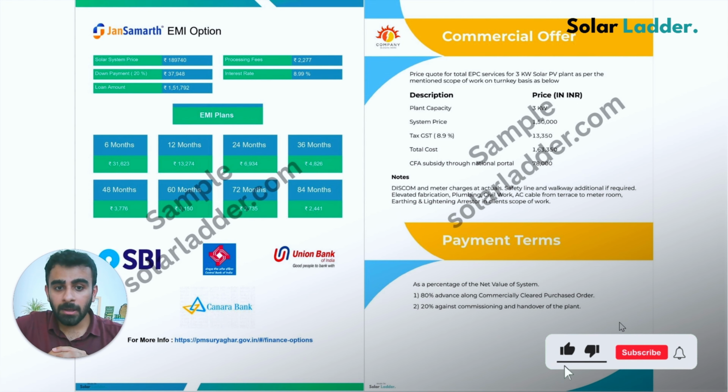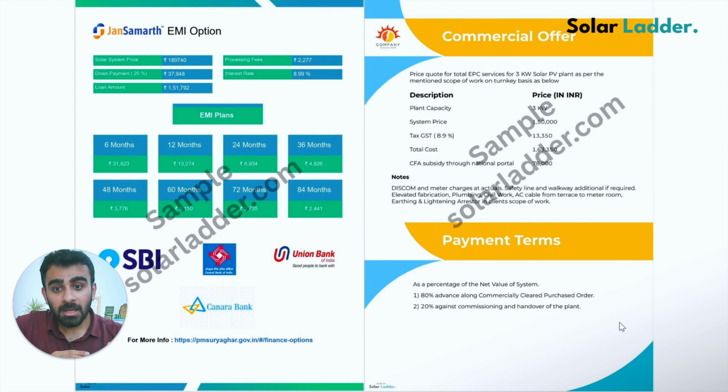Subsidy details can also be mentioned in this particular page. Additionally, if you're giving an EMI option, which we recommend highly, then I would strongly suggest also mentioning the EMI that the customer can expect. Because by giving this option, you're making it much more affordable for someone to actually go solar, which is very important because solar is a very big investment for a lot of the customers.